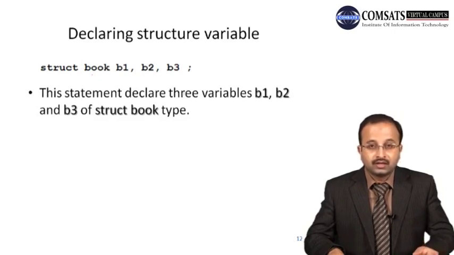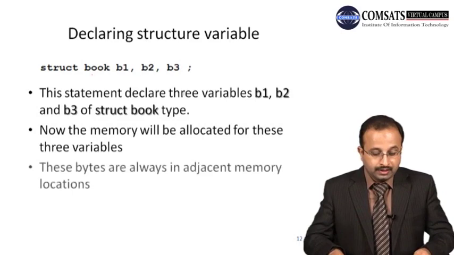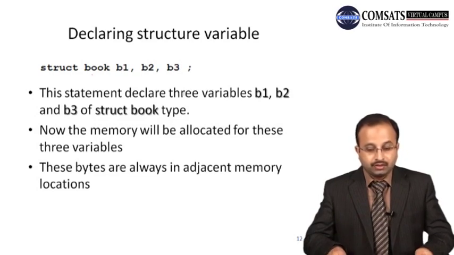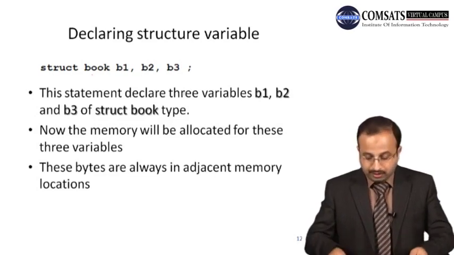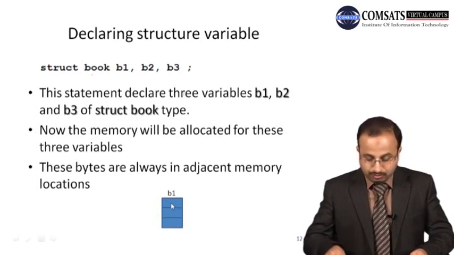And what is a struct book? You have to provide the definition before the declaration. And in the previous slide we have seen what is a struct book. That is the definition of struct book. Now the memory will be allocated for these 3 variables, and these bytes are always in adjacent memory locations. So जो memory allocate होगी ये एक साथ साथ होगी. For example, b1 को जो memory allocate होगी उसके तीनों members को, b1 के 3 members कौन कौन से हैं?